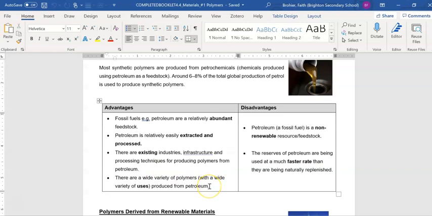There are a wide variety of polymers that you can actually produce from petroleum. But as we know, it is non-renewable, and therefore it will potentially contribute to the greenhouse effect. And we're actually using up our reserves of fossil fuels much faster than they're getting replenished. You do know all of that, but that's just a reminder of the environmental chemistry topics that we've done already. So those are the disadvantages of using petroleum to make polymers.